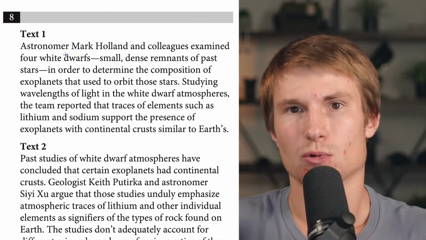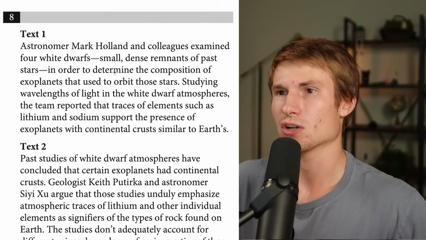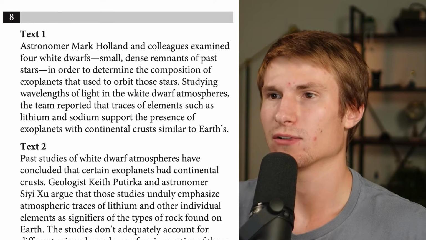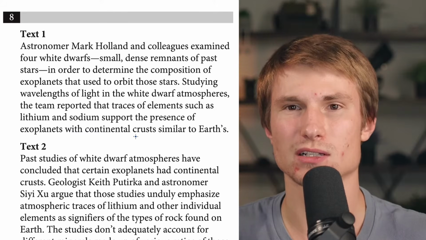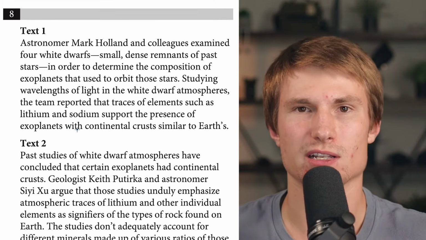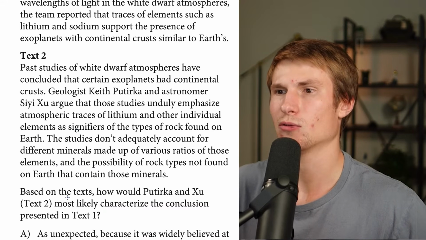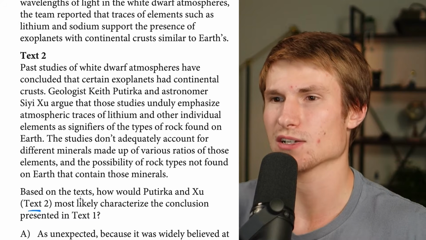Question 8, text 1. Astronomer Mark Holland and colleagues examined 4 white dwarfs, small dense remnants of past stars, in order to determine the composition of exoplanets that used to orbit those stars. Studying wavelengths of light in the white dwarf atmospheres, the team reported that traces of elements such as lithium and sodium support the presence of exoplanets with continental crusts similar to Earth's. Okay, and then we've got text 2. I'll go down and take a look at what the question's going to be. Based on the text, how would Putirka and Xu, text 2, most likely characterize a conclusion presented in text 1?